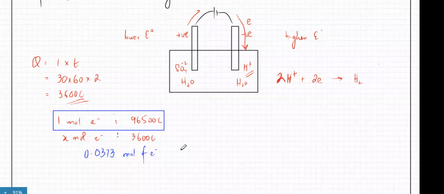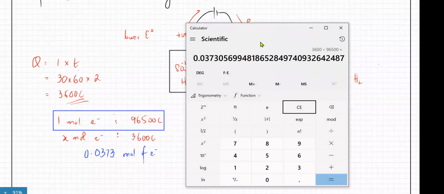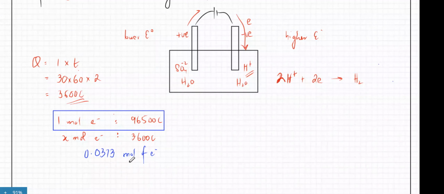Yes, sir. I think it was 0.0373, right? So I've figured out the moles of electrons. Now I already had an equation, and now I know the moles of electrons. There are 0.0373 moles of electrons flowing through the circuit.